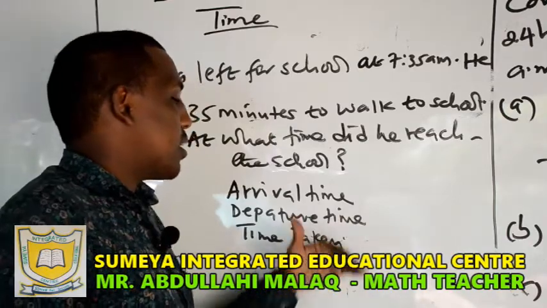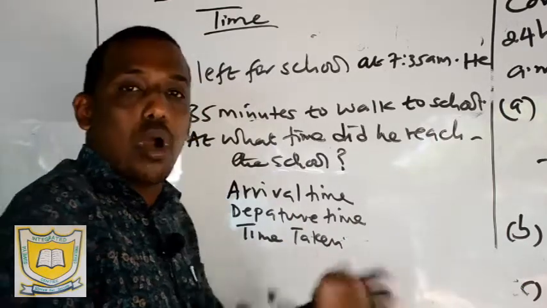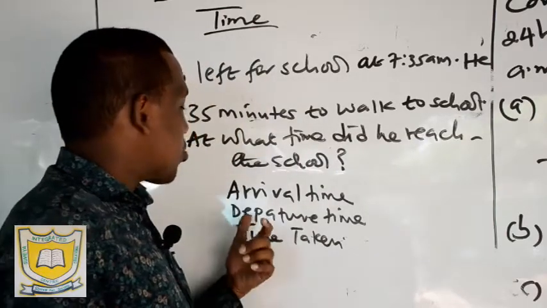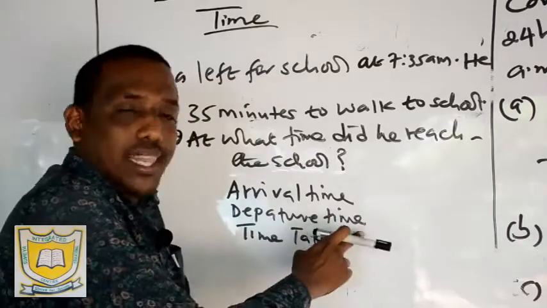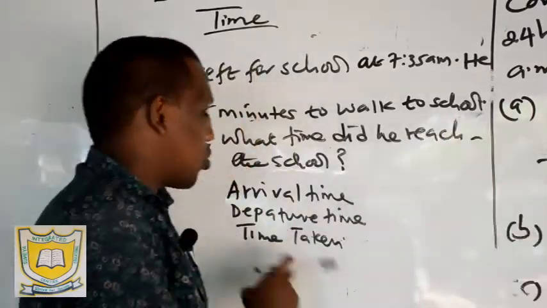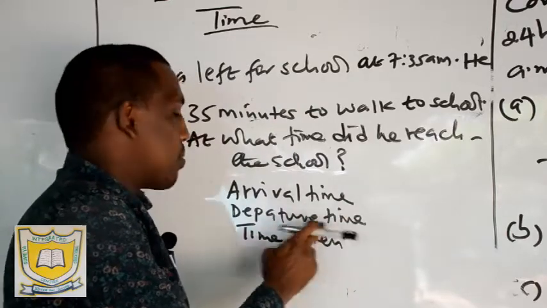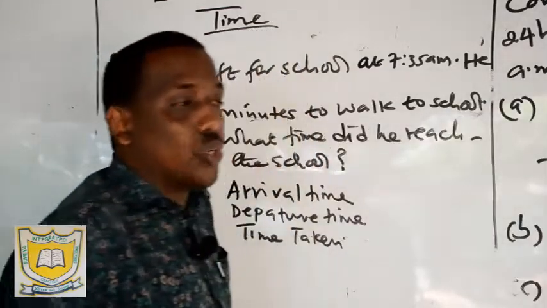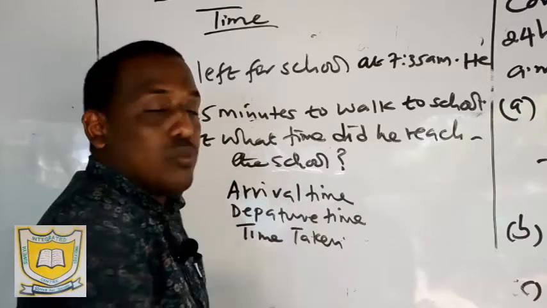Time taken is the time the person took. When they ask how long, they are asking the time taken. When you hear Abdi started the journey, departed, or left, that is departure time. Arrival time is the time the person has reached the station, his destination.